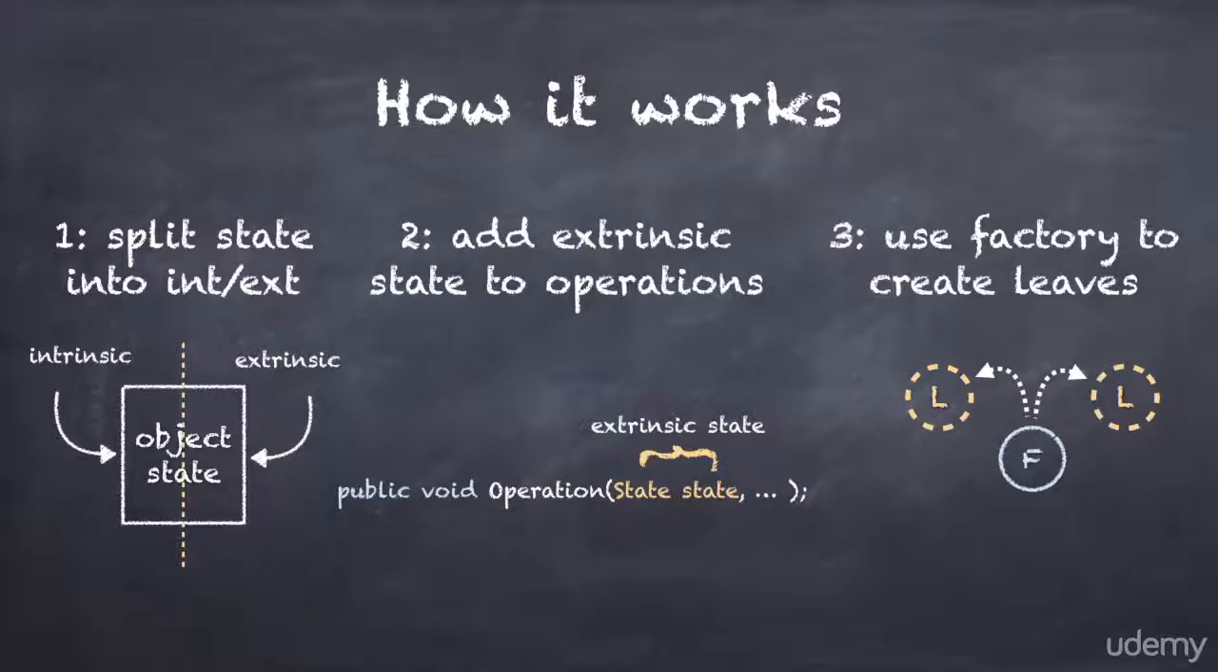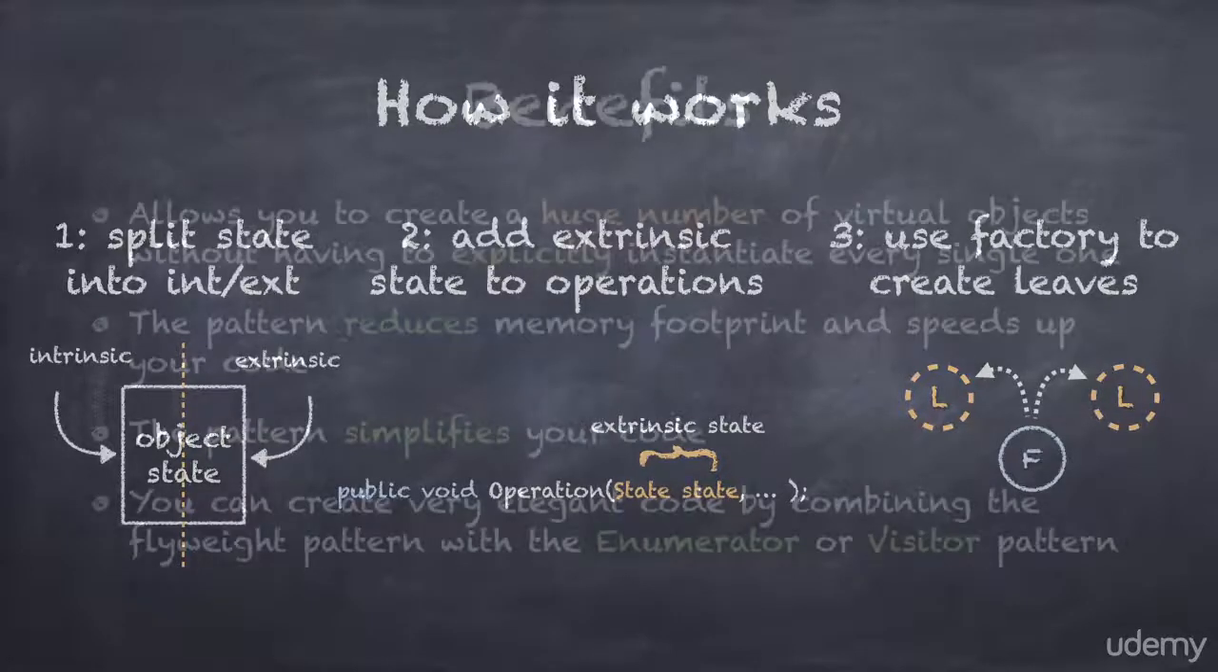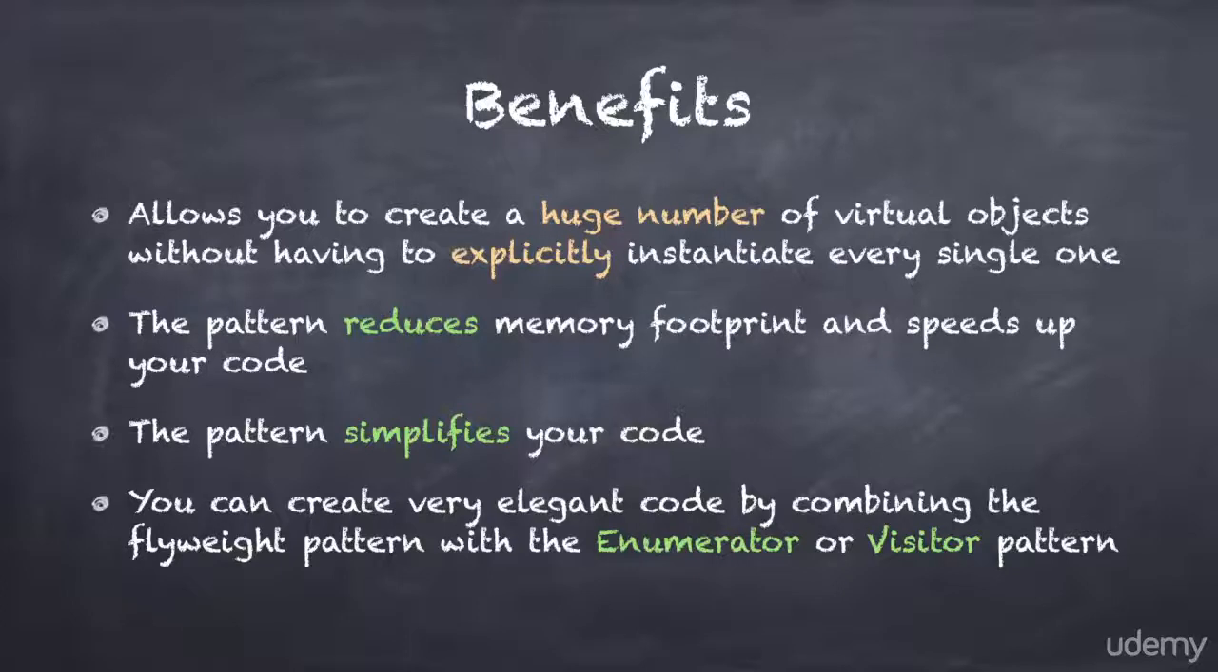The flyweight pattern offers a number of benefits. First of all, the pattern allows you to create a huge number of virtual objects without having to explicitly instantiate every single one of them. This lets you build a detailed data structure like a tree or a graph, without having to instantiate each node. This will save a lot of memory if your data structure is very large.